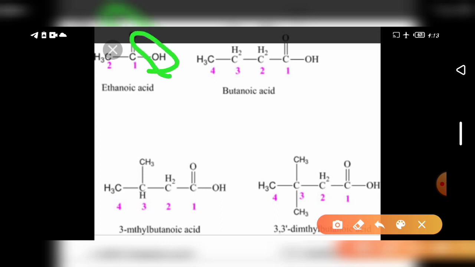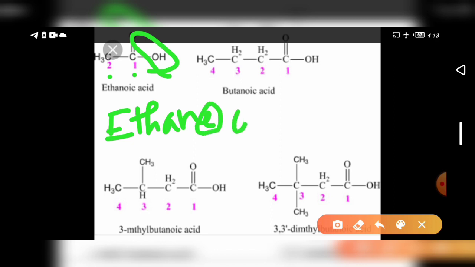COOH is the functional group of this one. Totally how many carbons in the long chain? You see 1, 2. So ethane, you write it as ethane. This is a carboxylic acid. Instead of e you put oic acid as a secondary suffix. That is the name of this compound.